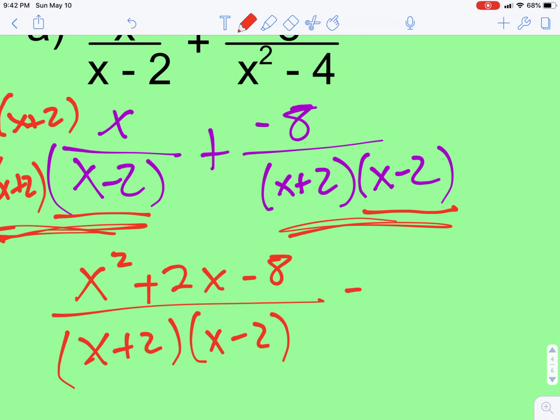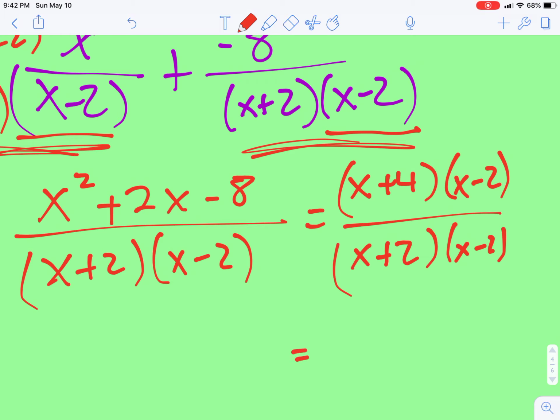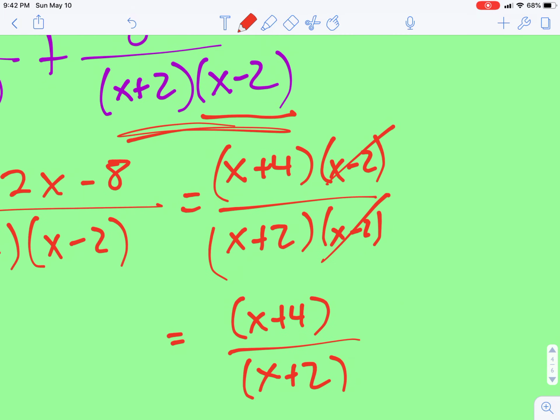And then we look to factor. Factors of negative 8 that add up to get positive 2 would be positive 4 and negative 2. X plus 4, x minus 2 over x plus 2, x minus 2. And then we simplify that down. So it's kind of taking what we did early last week, mixing it with adding and subtracting fractions. X can't be 2, x can't be negative 2 from the beginning, okay?